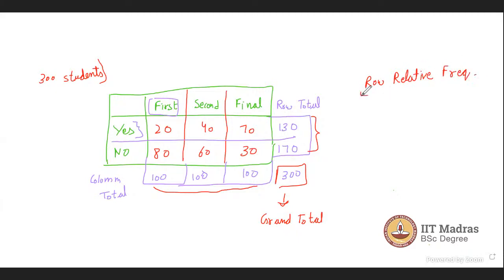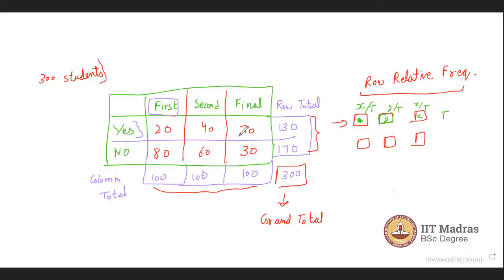Row relative frequency is basically this. Suppose this is my table. I have these three observations over here, and these three in the next row. In this row, the row relative frequency for the first observation, let's say x, is x divided by the sum of these three, let's say t. If this is y, then the row relative frequency for this is y by t, and for this it's z by t.